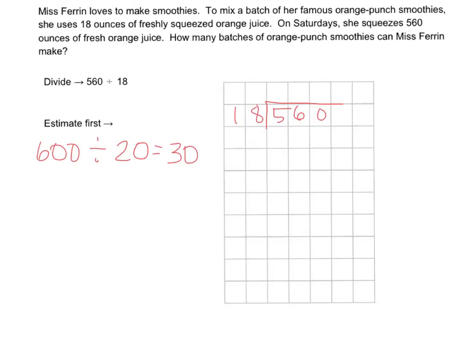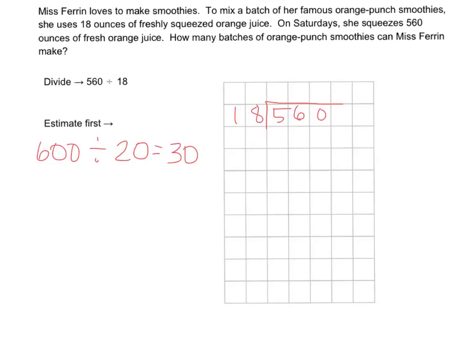Okay, now as I'm looking at this, 18 will not divide just into 5, so I need to look at that whole 56. I know 18 will divide into 56. The question is how many times? So here's where I'm kind of just estimating in my head. I'm going to take a guess and try it out and see if it works. 56, really close to 60. 18, really close to 20. Kind of like I figured out over here in my estimate. So I'm going to try 3 and see if that will work.